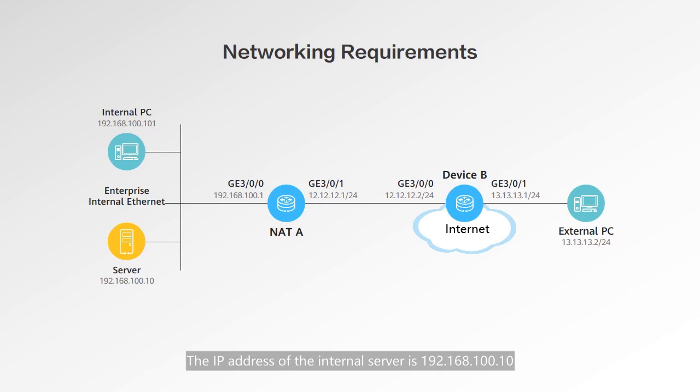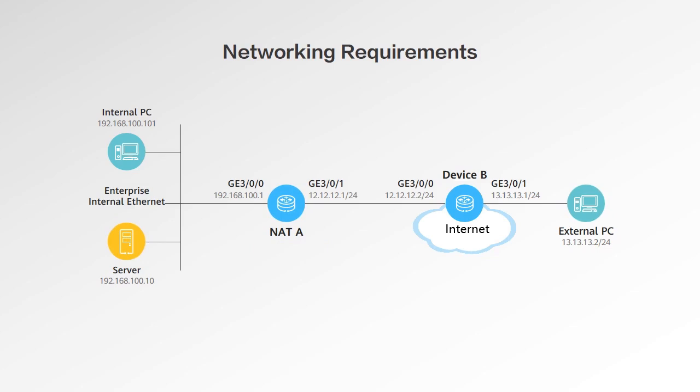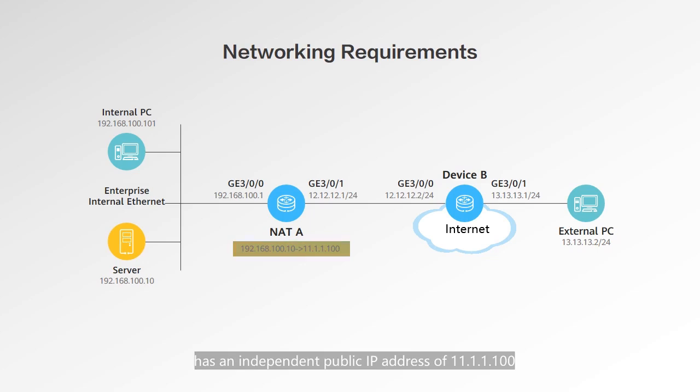The IP address of the internal server is 192.168.100.10. Only PCs on the network segment of 192.168.100.0 with a 24-bit mask can access the Internet. External PCs can access the internal server. 5 public IP addresses are assigned to the enterprise, 11.1.1.1 through 11.1.1.5.